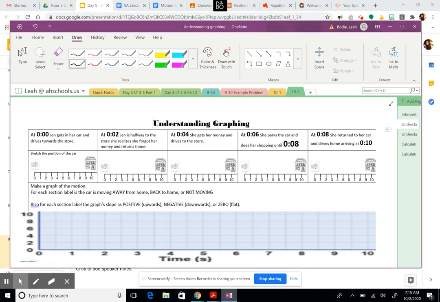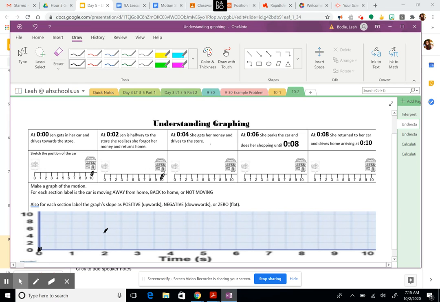All right, so now let's do a graph together. Let's create a position and time graph. One thing I want us to know, our starting point here is 0, 0. And we're going to end up at our store at 10 meters for this scenario. So at 0 seconds, Jen gets in her car and drives towards the store. So this is our first point, 0, 0. At 2 seconds, Jen is halfway to the store and she realizes she forgot her money and returns home. We know that our store is 10 meters away, and so she's going to be at 5 meters. That's halfway to the store at 2 seconds. So we put our dot there.